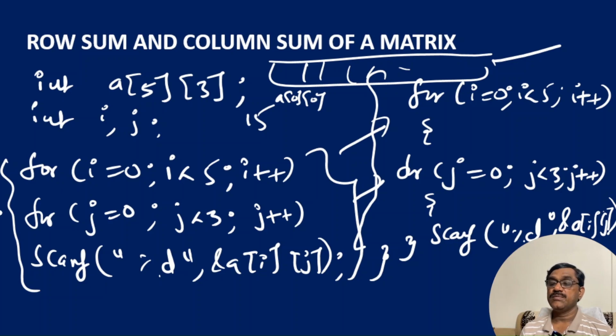15 elements. How to read the elements? We have written this code, right? So i equals to how much? 0. 0 is less than 5. Yes, the condition is true, so go to the second for loop.